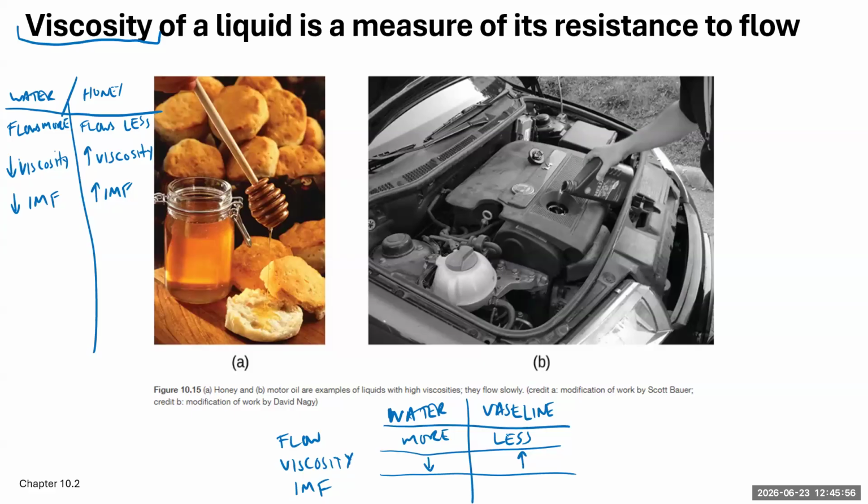If you put a tablespoon of water on the table, it immediately goes into a small puddle and flattens out. Vaseline, you put a tablespoon on a table, it just sits there like a big old goop, right? That goop is resisting flow because it's being held together by those intermolecular forces. So this is weaker and this is stronger. All right, so stronger intermolecular forces mean higher viscosity.